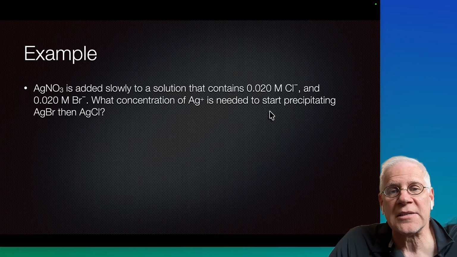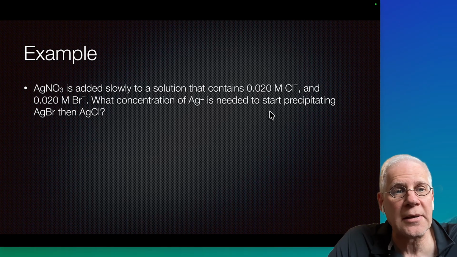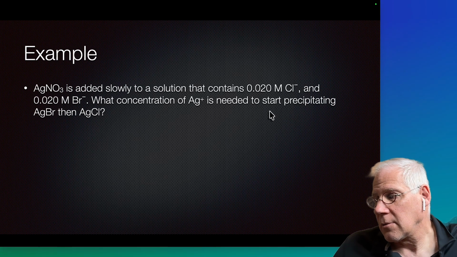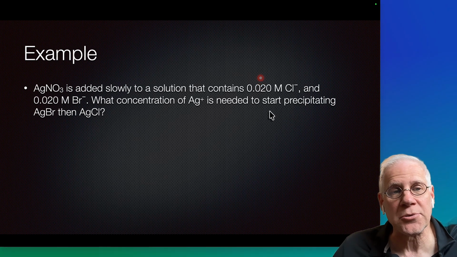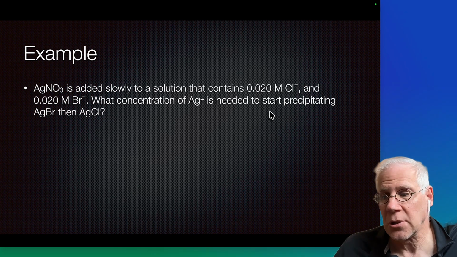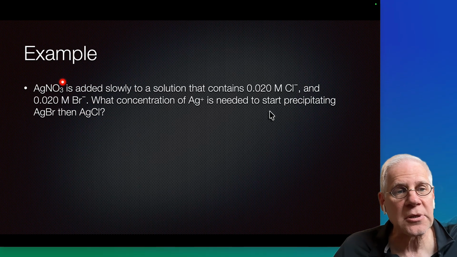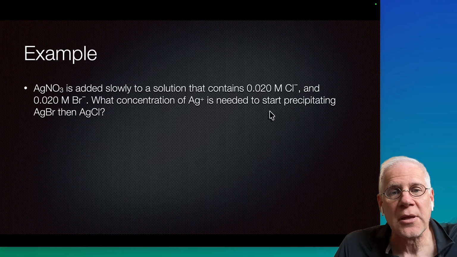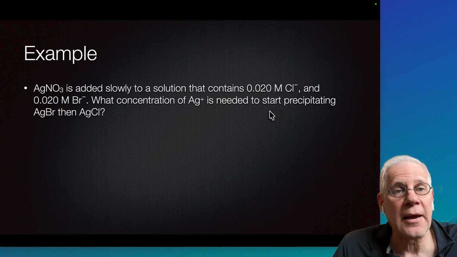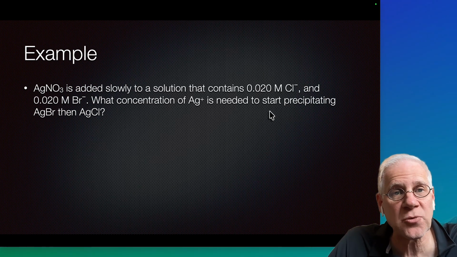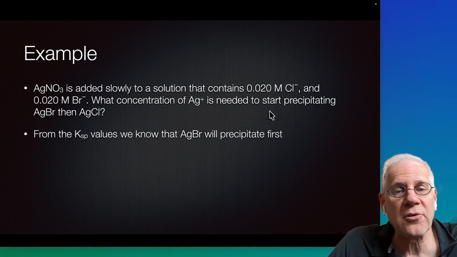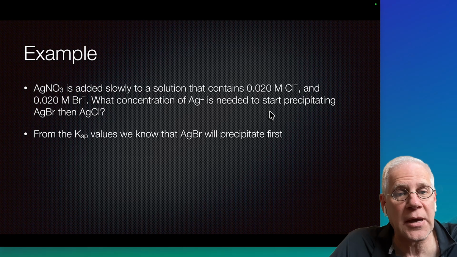So let's say that we have a solution that has both the chloride ion and the bromide ion in it. They're both at 0.02 molar in this solution. We're going to add a source of silver nitrate, very slowly into that solution. We want to know what concentration of silver is needed to start precipitating silver bromide, and then at what concentration of silver will begin to precipitate silver chloride. Well, we can use our KSP values to do that.